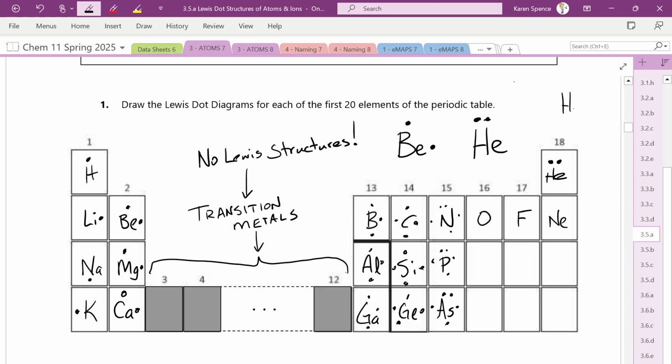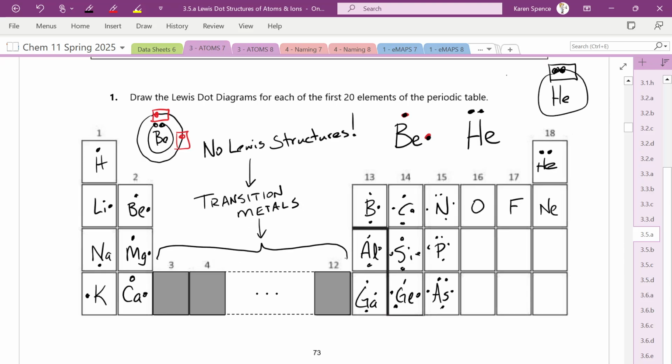Because helium's electrons are on the first shell, and there's only 1 hotel room on the first energy level. So those 2 electrons go together. But beryllium has its first 2 electrons on that first shell, and its second 2 electrons, which are the 2 that we are drawing, go in the second shell, and we've got 4 rooms, so we won't pair them up yet. Okay? Very good.